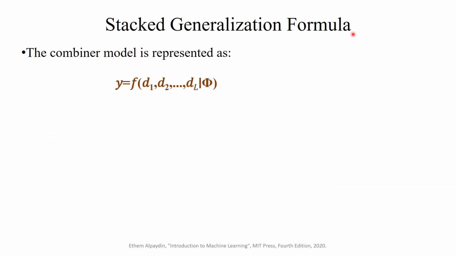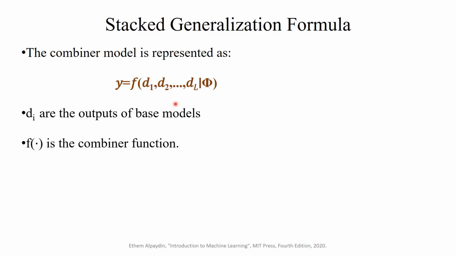Stacked generalization formula. The combiner model is represented as y equals f of d1, d2, till dL, given pi, where di represents the outputs of the base models, f represents the combiner function, and pi represents the parameters of the combiner.